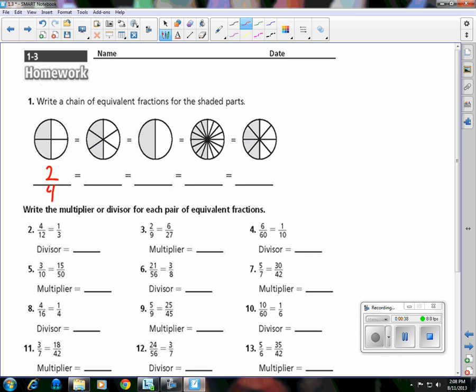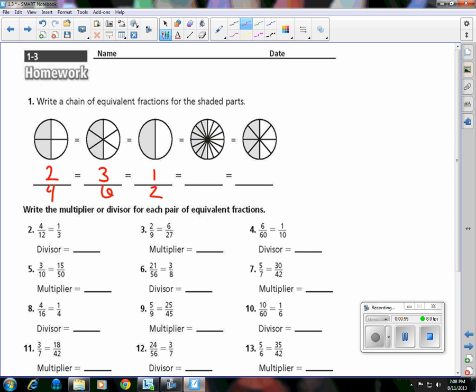There are 6 pieces here, so 6 whole pieces becomes my denominator. There are 3 that are shaded, 3 becomes my numerator. This particular one has 2 pieces, so 2 is my denominator. There is 1 that's shaded, 1 becomes my numerator.